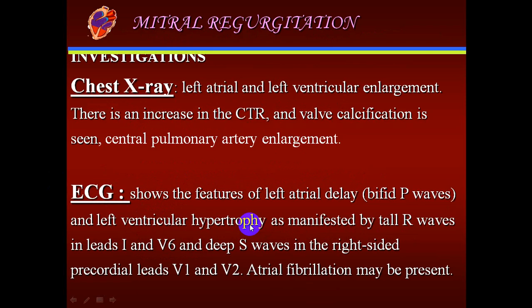Investigation: chest x-ray shows left atrial and left ventricular enlargement, an increase in cardiothoracic ratio, and sometimes valve calcification is seen. There is central pulmonary artery enlargement. ECG shows the feature of left atrial delay with a left atrial bifid P wave, and left ventricular hypertrophy as manifested by tall R waves in lead 1 and precordial V6, and deep S waves in the right-sided precordial leads, I mean V1 and V2. Atrial fibrillation may be present.